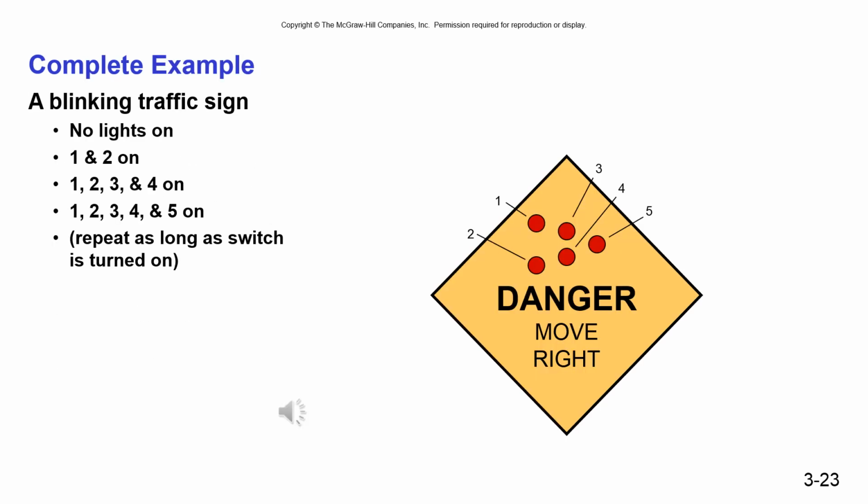Here we see an example of a blinking traffic sign. When it blinks a pattern from left to right, first state is lights 1 and 2 are on, second state 1, 2, 3, and 4 are on, third state 1, 2, 3, 4, 5, and 6 are on. This will repeat as long as the switch is turned on.